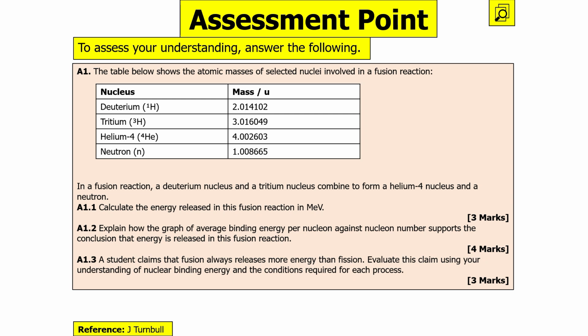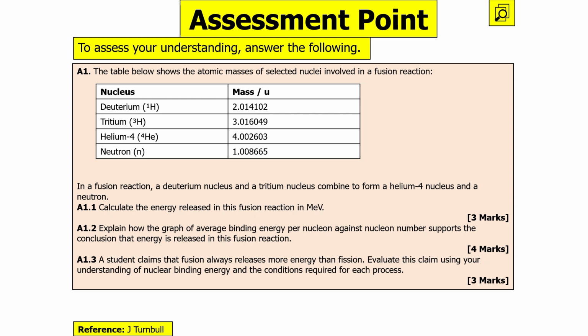In a fusion reactor, a deuterium nucleus and a tritium nucleus combine to form a helium-4 nucleus and a neutron. Calculate the energy released in this fusion reaction in MeV. Explain how the graph of average binding energy per nucleon against nucleon number supports the conclusion that energy is released in this fusion reaction. A student claims that fusion always releases more energy than fission. Evaluate this claim using your understanding of nuclear binding energy and the conditions required for each process.